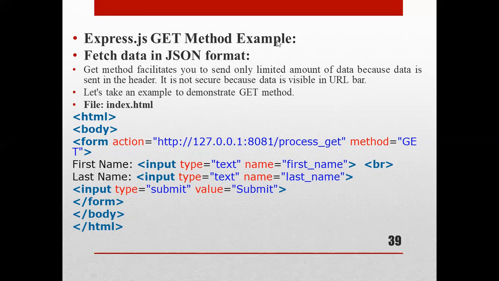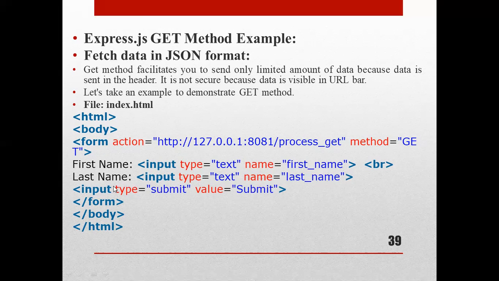Here we have one HTML file, that is index.html. We start with the HTML tag, then body. Here you can see the form tag with the action equal to the URL we have given, with the IP address, the port number and the file, and the method is get. We have first name and last name with input type as text, and the name attribute is first name, and then for the last name, input type is text and name is last name.